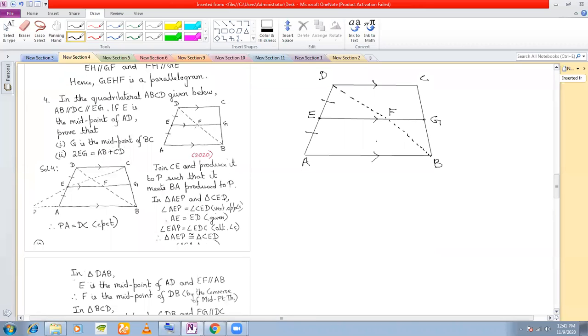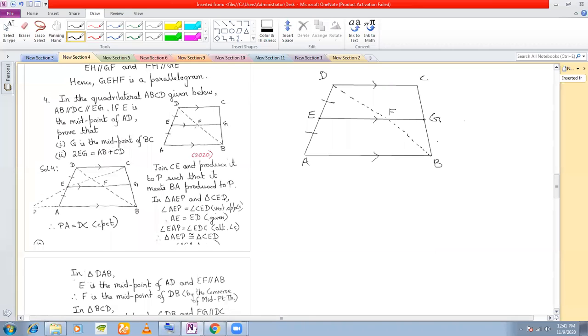First question, you need to show that this G here is the midpoint of this. That means you need to show that this length is equal to this length, right? That is what the idea is. So let's see how to show that G is the midpoint.